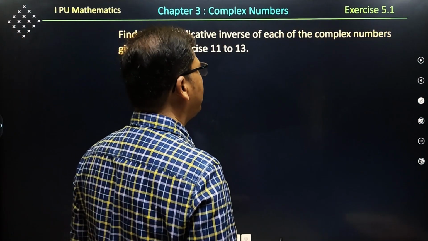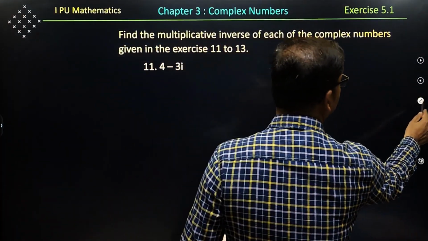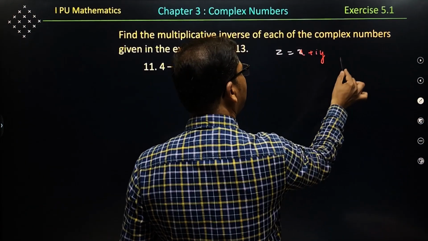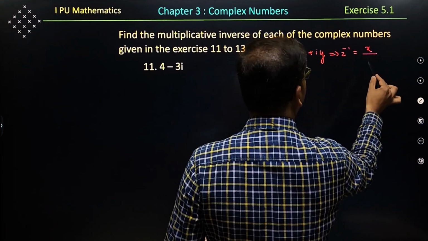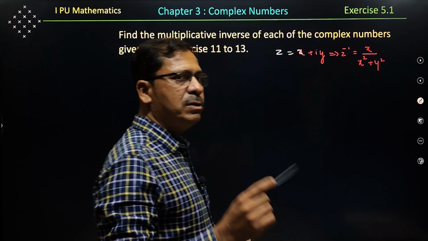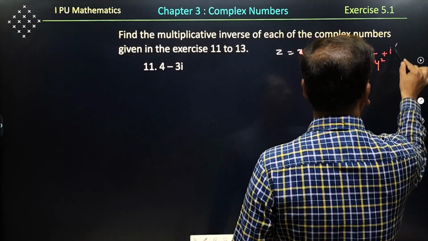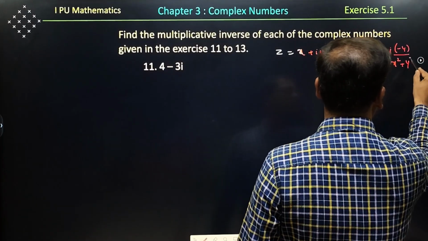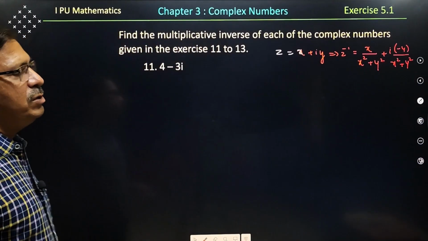Suppose you have a complex number, say z is equal to x plus iy. Its multiplicative inverse is given by x divided by x square plus y square, this is the first part, plus i into minus y divided by x square plus y square. Isn't it?